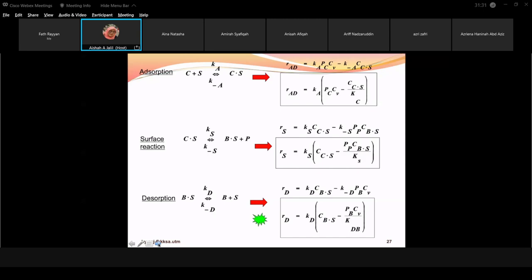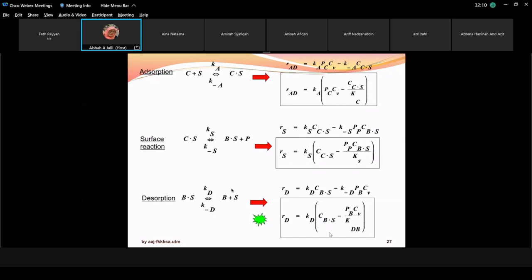This is for the dual site mechanism, for the isomerization of n-pentane to isopentane, where n is normal pentane and i is isopentane. First you have to write all the chemical equations, the reversible reactions, and then write all the rate laws. Then number 2, you have to assume a rate limiting step. Which one is the rate limiting step?